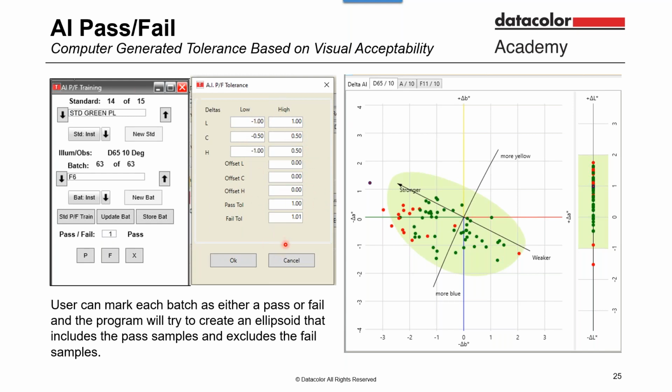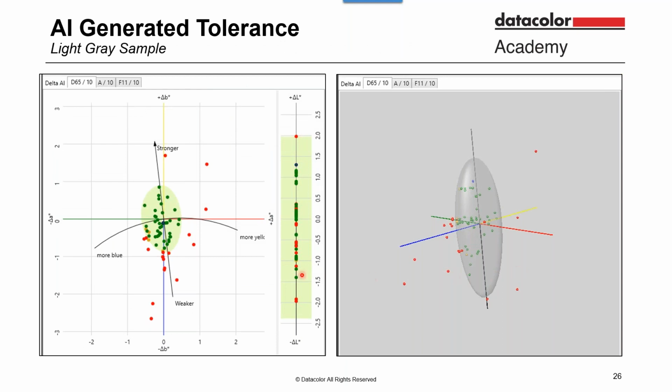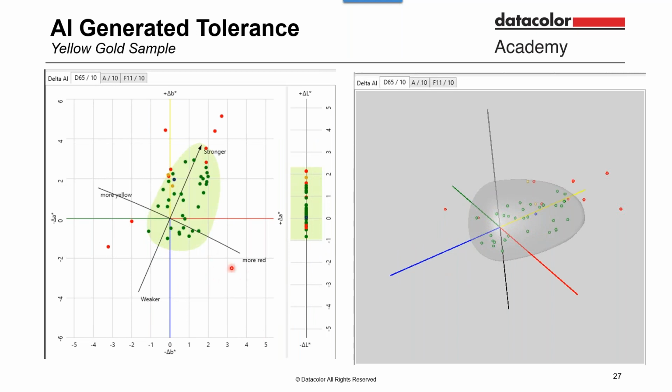In this example, these are just numbers that I've had in there. But here's an example of an ellipsoid that was created this way, and I'll show you a few examples. Here's a light gray sample that was created with the AI approach, and you can see that this is the ellipsoid that was generated. Now here's another color. This is a yellow gold. Notice that in this case, the acceptability is more towards the red side than it is towards the yellow, and it's definitely in plus saturation here, as you can see the hue line moving along here.